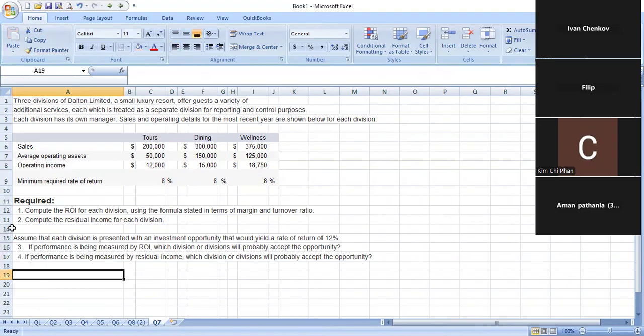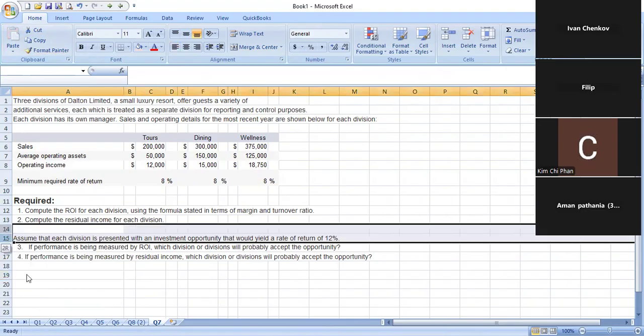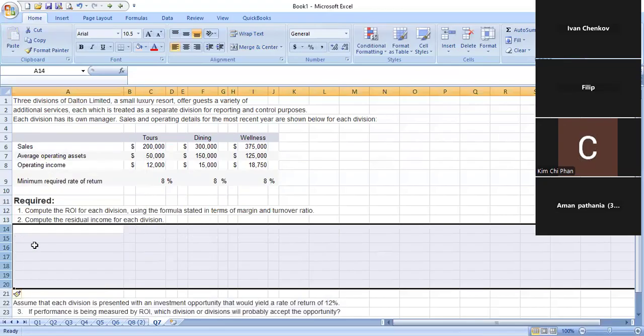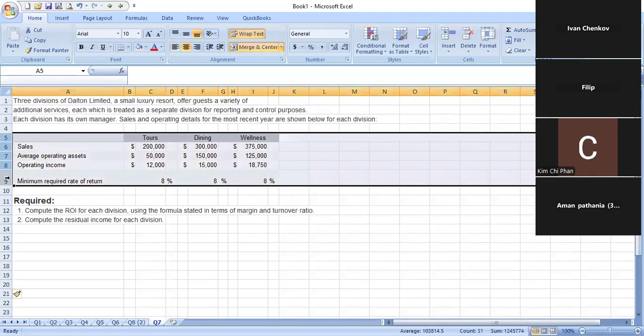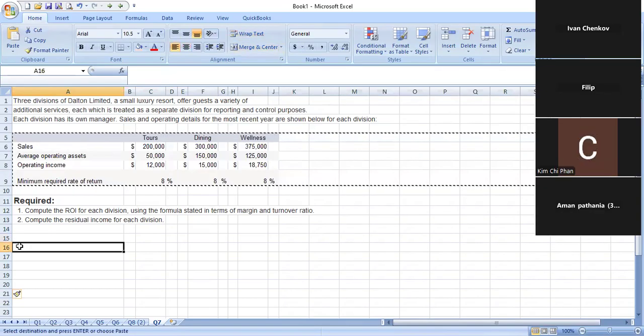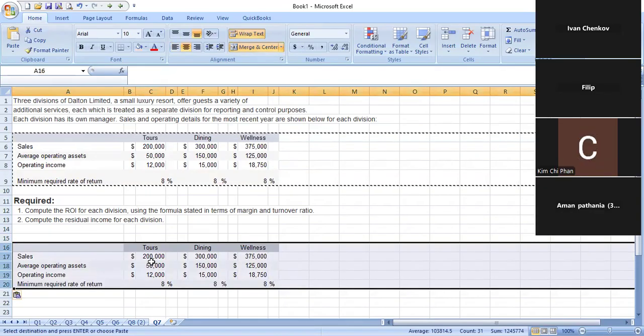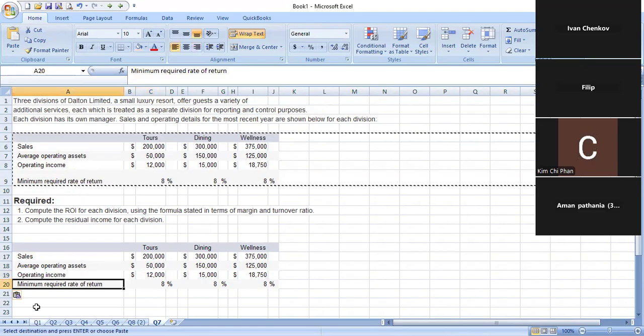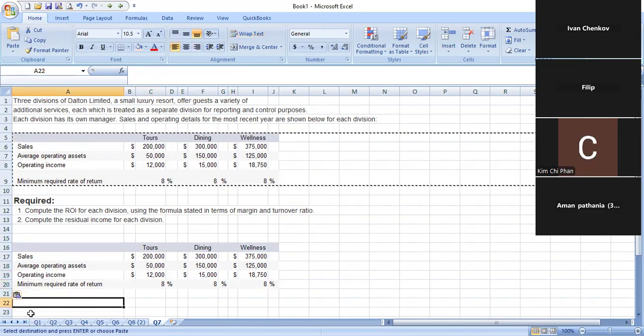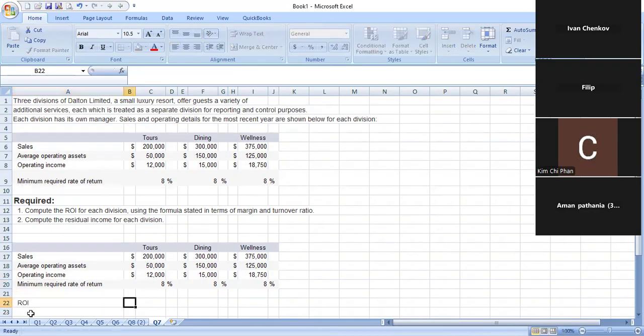So we have two parts to the question. Let's deal with the first one first, the one asking for the return on investment and then residual income. I'm gonna copy this and move it right here. So this division has sales, average operating assets, and operating income. Minimum required rate of return. That's perfect. Now we have to see what's the return on investment of each of those.